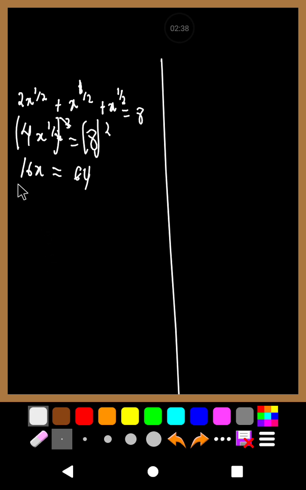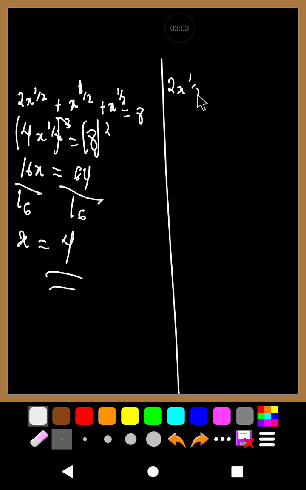Alright, now I can divide both sides by 16, so that I will obtain my value for x. So I'm going to have x equals 64 divided by 16, which will give me 4. Alright, this is cool, and this is our final answer. Alright, so now let's go back to the second method.